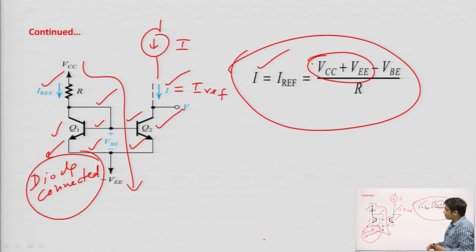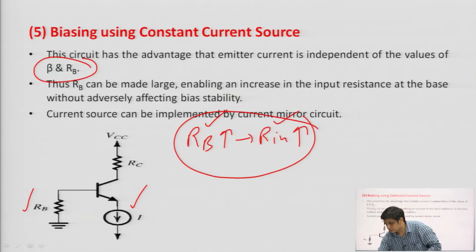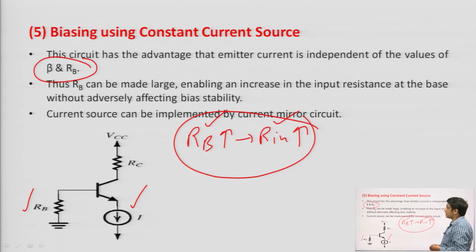You can see that the main advantage of this particular biasing technique is that it is independent of beta and it is independent of RB, fine. So this is a very popular biasing technique, biasing using a constant current source, and this current source is implemented with the help of a current mirror.